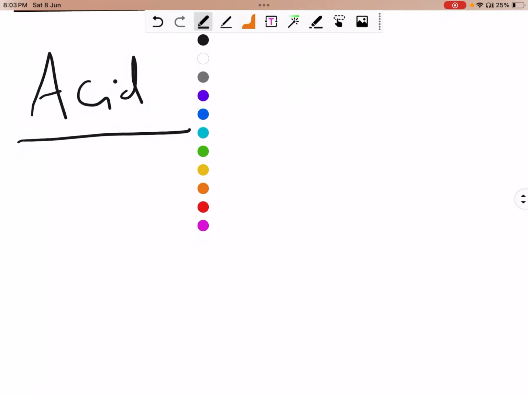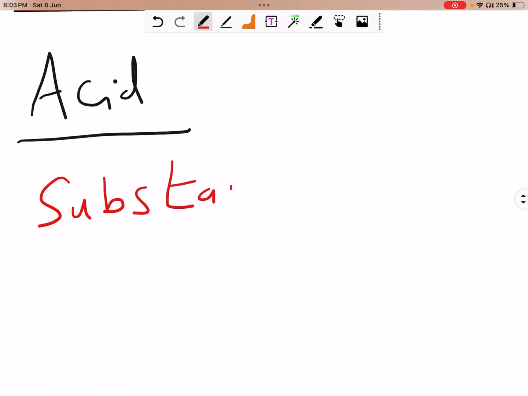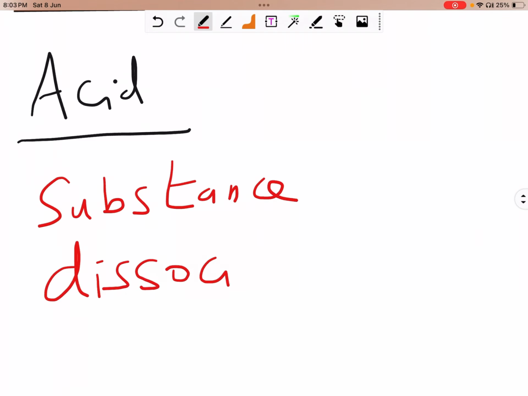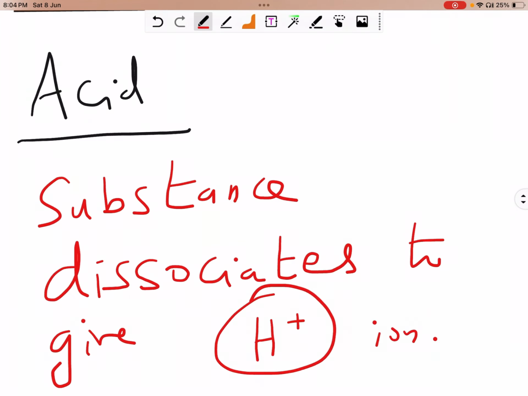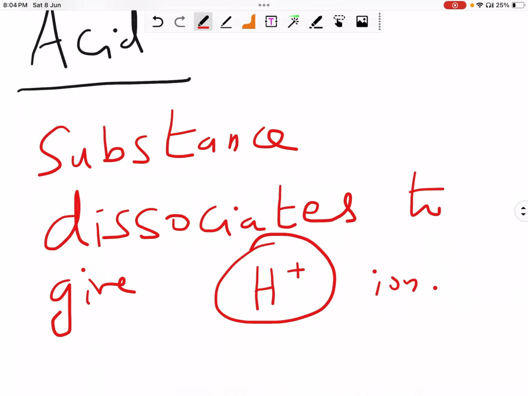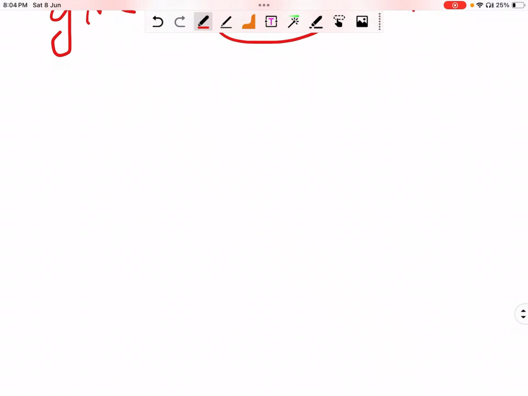An acid is a substance that dissociates to give H plus ion. Usually acids will dissociate in water to give H plus ions. Okay, so anything that gives H plus ions can be defined as an acid, according to a 10th level.